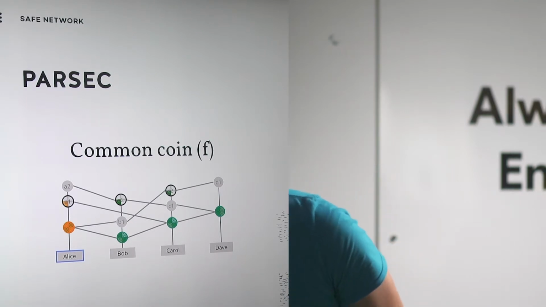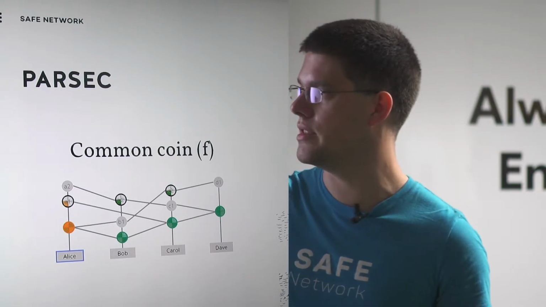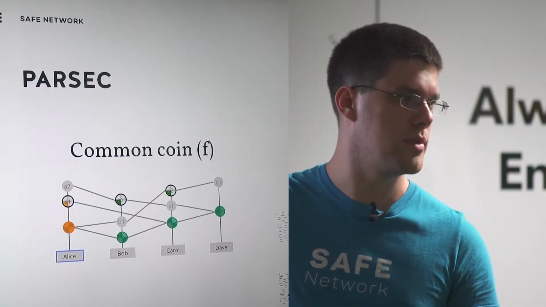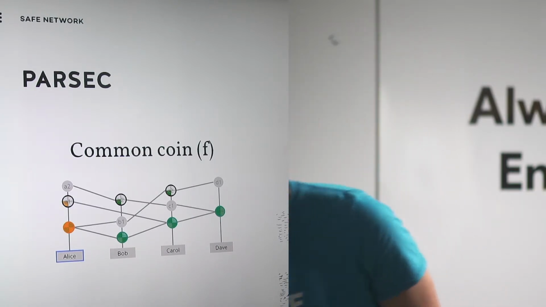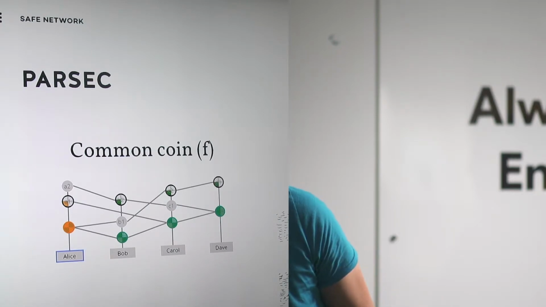A similar thing happens to Carol, because as before, she sees B0, C0, D0. This is a supermajority for true. So true is not agreeing with the coin. Bam, it goes to next estimate, and the same happens for Dave.